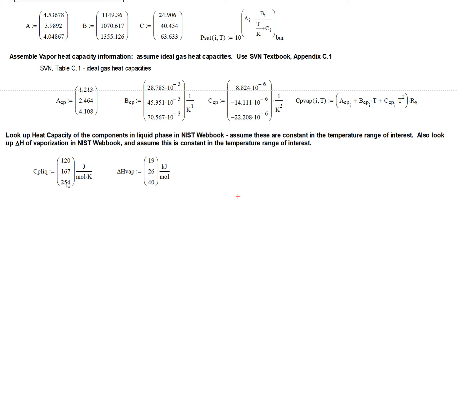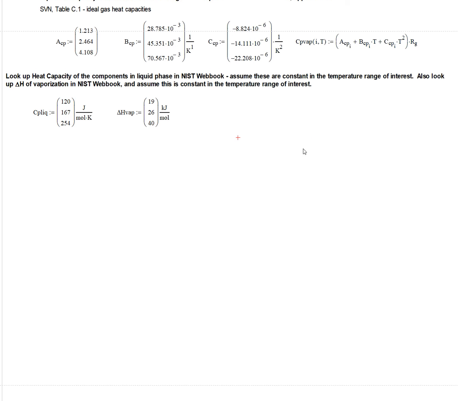So this is the heat capacities of the components in the liquid phase, and then I also looked up the delta H of vaporization for each of these components. And again, they can be assumed to be relatively constant. You will look those up and make sure that you are at least within the temperature range of interest. What's that range? Well, we will go back and check and make sure.